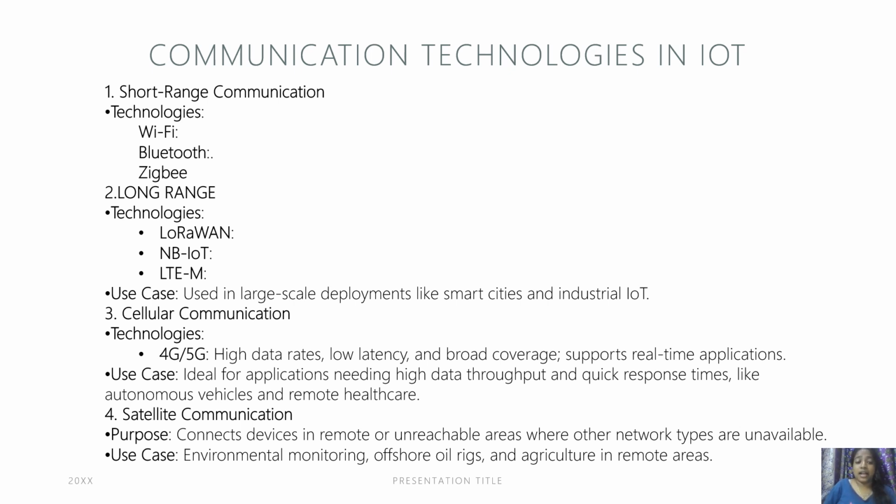And then comes satellite communication. It connects devices in remote or unreachable areas where other network types are not available, using satellites. Main use cases are environmental monitoring, offshore oil rigs, and agriculture in remote areas.